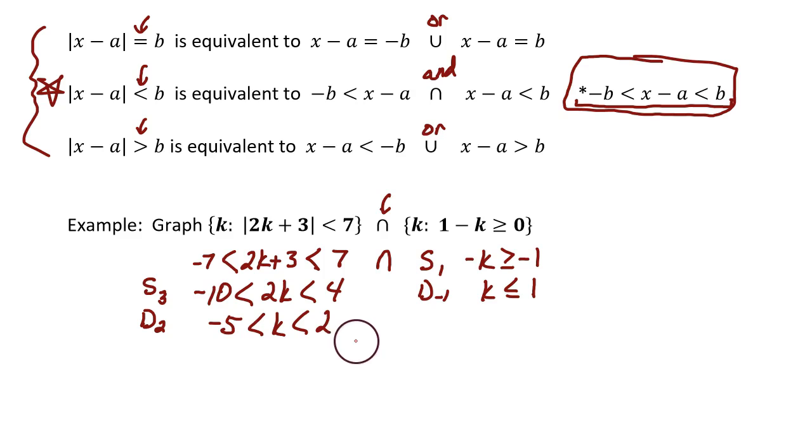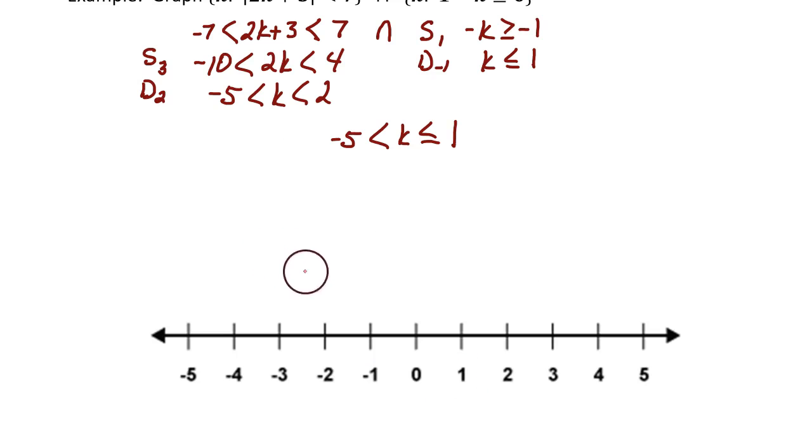The next step is to think about what really is the solution for K. We're doing an intersection, so we can only have numbers for K that belong to both solution sets. It must be between negative 5 and 2, but at the same time, it must be less than or equal to 1. We need to combine those statements together. The final result is negative 5 is less than K is less than or equal to 1. Now we can graph that on the number line. Negative 5 gets an open circle, positive 1 gets a closed dot, and we shade in between.